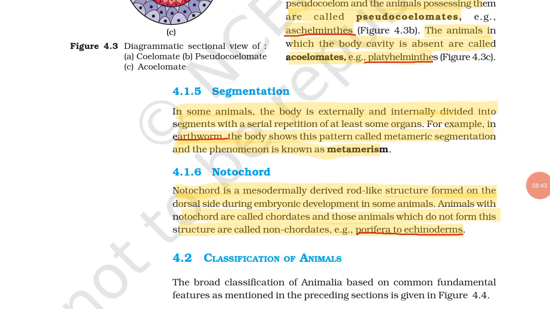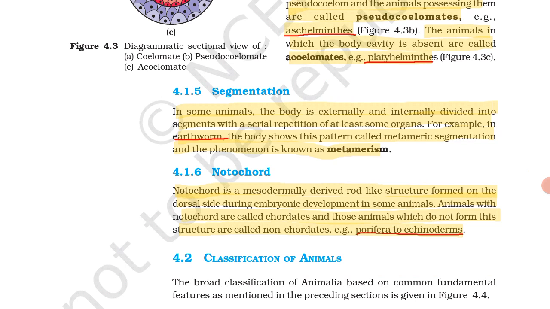In some animals, the body is externally and internally divided into segments with serial repetition of at least some organs. For example, in earthworm, the body shows this pattern, which is called metameric segmentation, and the phenomenon is known as metamerism.